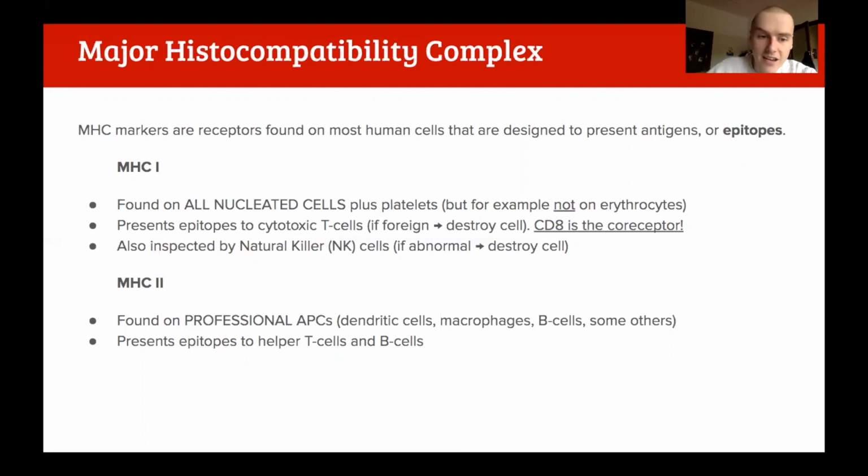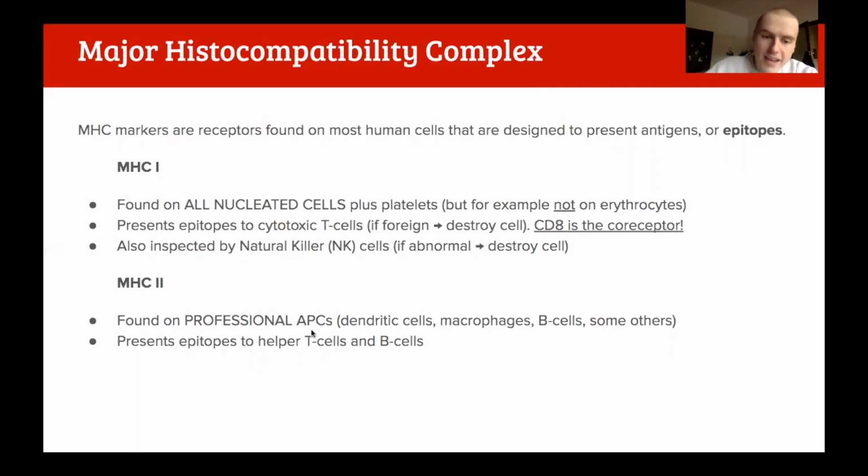Remember that CD8 is the co-receptor for this interaction. And once it does that, of course, if the antigen is detected to be foreign, then the CD8 cell will cause the host cell to undergo apoptosis. But if there is no antigen, or the antigen is a self-antigen, the CD8 cell will leave it alone. MHC class 1 is also checked out by these innate cells called natural killer cells, which detect abnormalities in MHC1, and they also have some other functions.